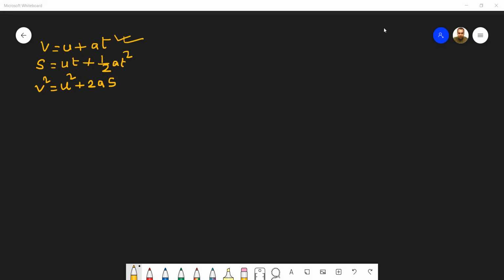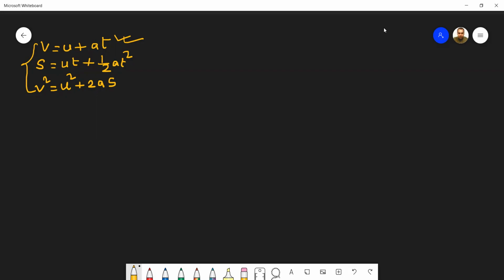There are basically three equations of motion: v = u + at, s = ut + half at², and v² = u² + 2as. What is v here? v is the final velocity of an object, u is the initial velocity of the object, a is the acceleration, and t is the time.